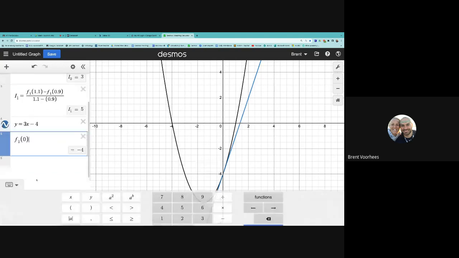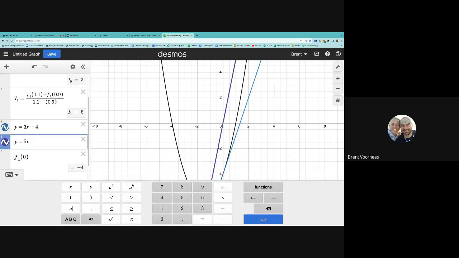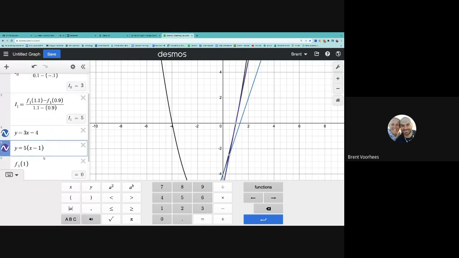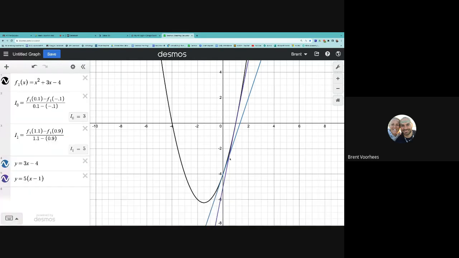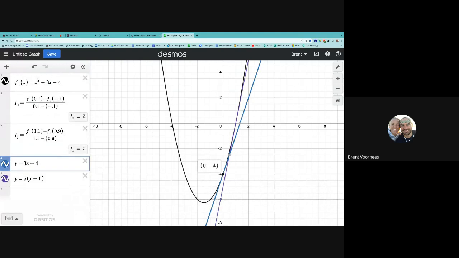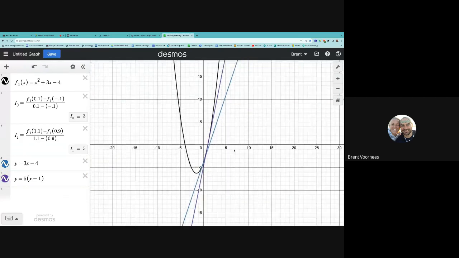And now I'm going to do another line. y equals 5x minus 1. And I need to know what f1 is. 0. Perfect. Here's my second line. So here's, whoops, come on, click here. There it is. There's the instantaneous rate of change there, and here's the purple coming through. Let me zoom out a little bit more so you can see those better.